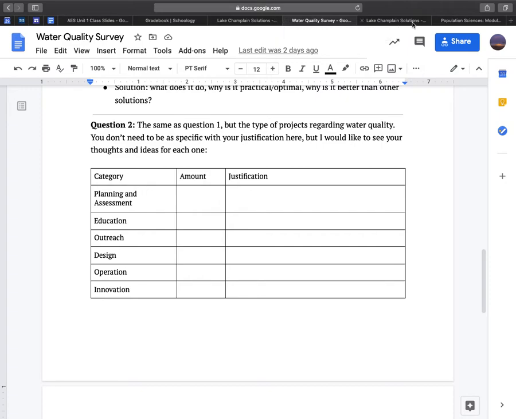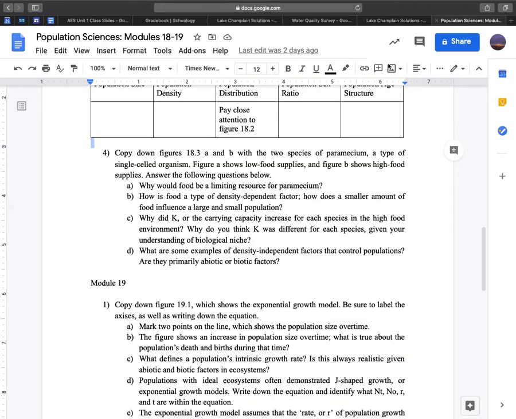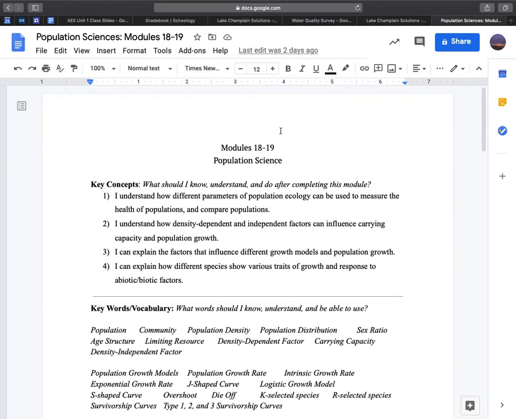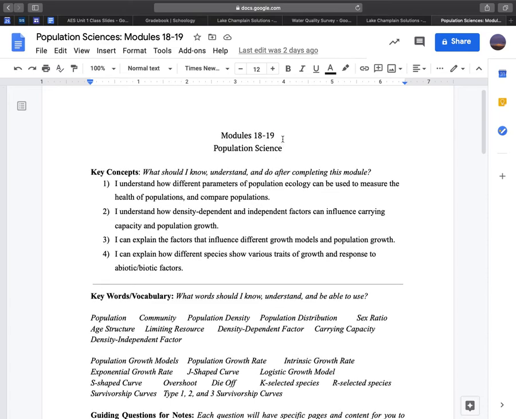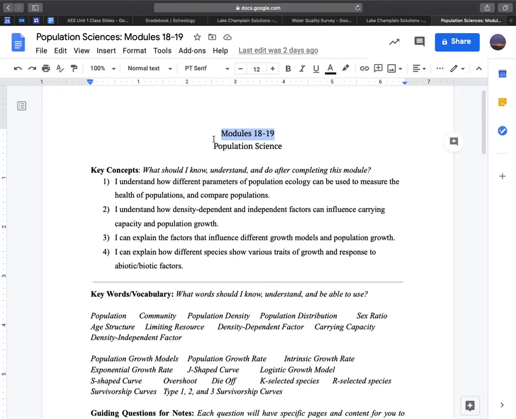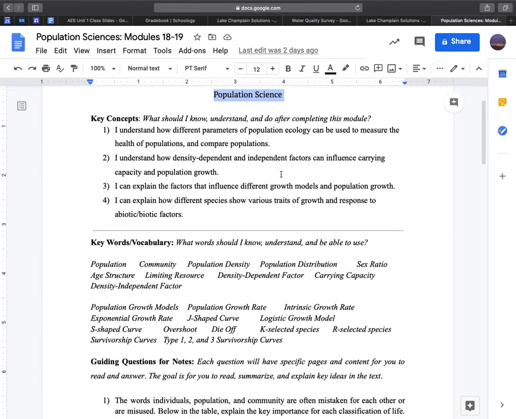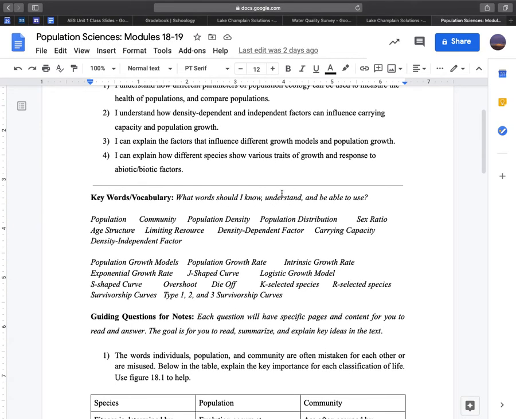Now the other thing that you can start working on, and I'll post this in Schoology and on the work calendar, is module notes for modules 18 and 19, which is just baseline population science data. We're going to be taking a look at human populations in about a week or so, and to be able to better understand types of population growth, types of population characteristics, we're going to be learning just about populations in general.